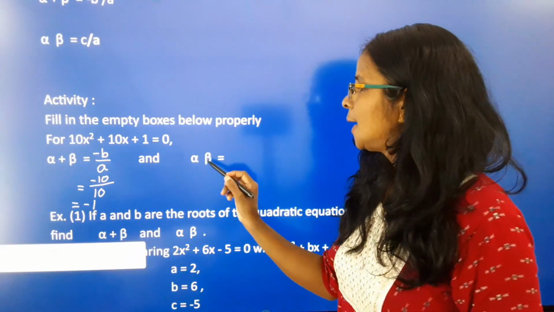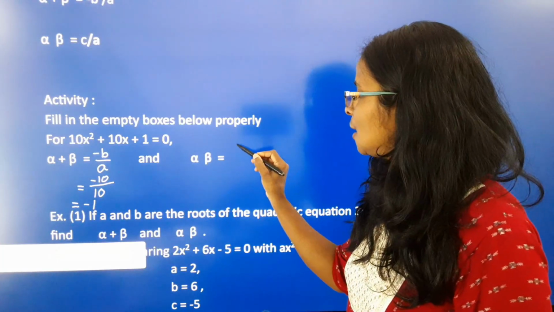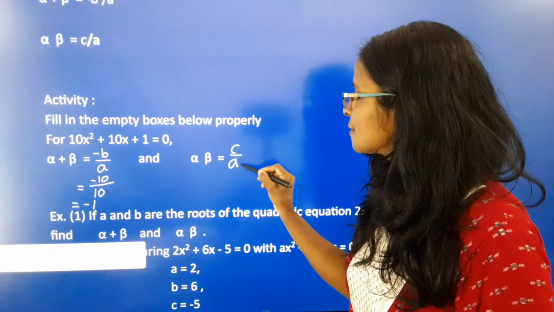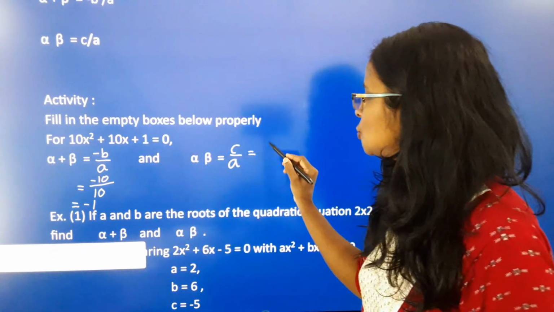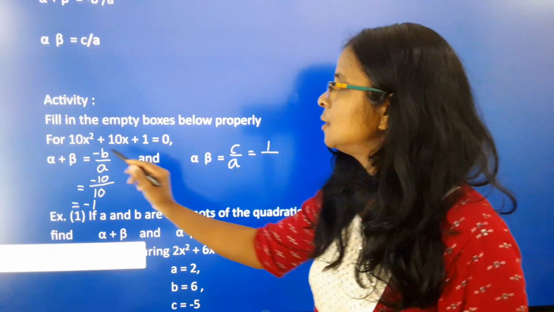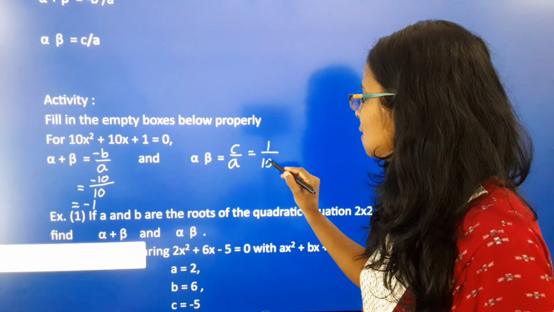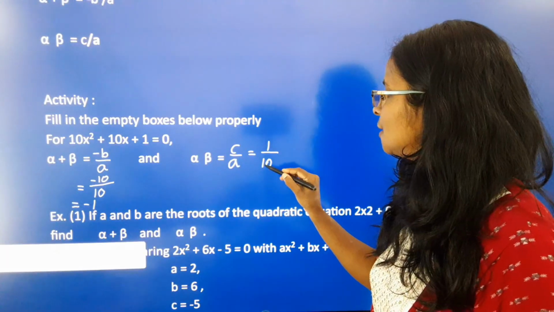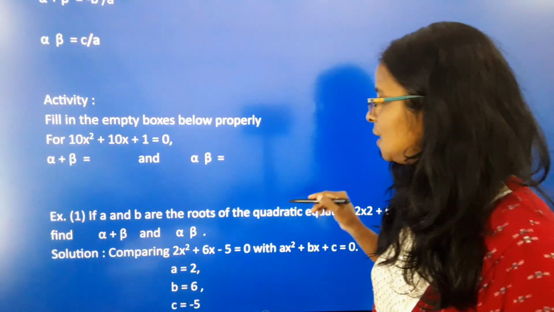Okay, and here alpha beta, that means the formula is c upon a, and here the value of c, that means the constant, is 1, and the coefficient of x square, that is the value of a. So 1 upon 10 students. Okay, so now this way we can complete the activity.